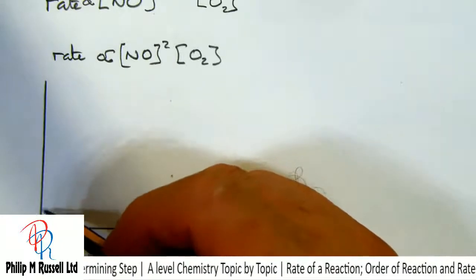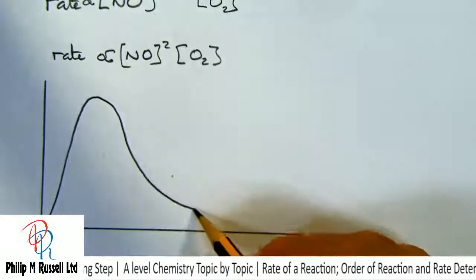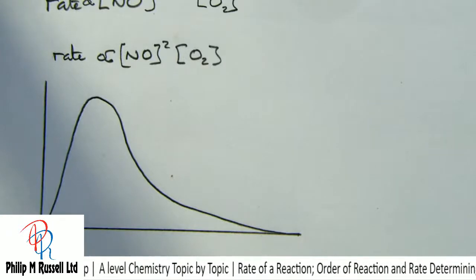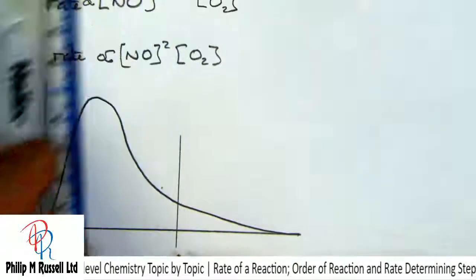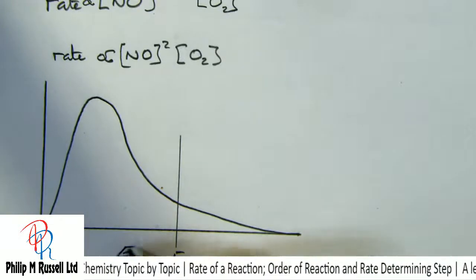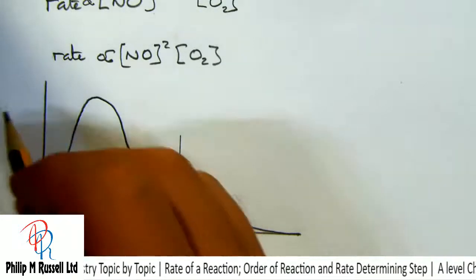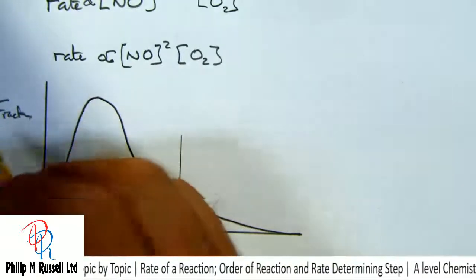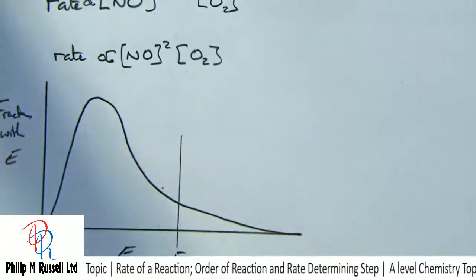But if we look at a typical curve, it's going to look something like that. And what we're going to do is have the energy of activation, and I'm going to shove that in here. This is my activation energy. We've got energy along the bottom, and this is the amount of particles with the energy. So this is, if you like, the fraction of particles with this amount of energy.